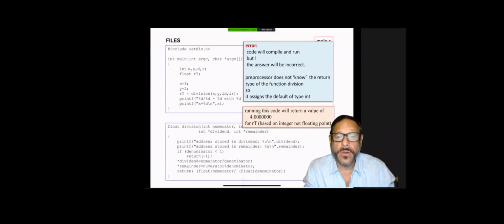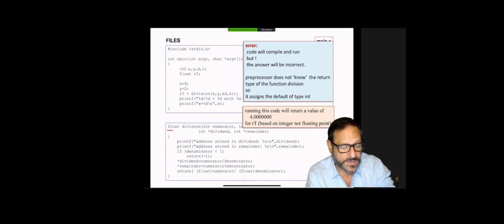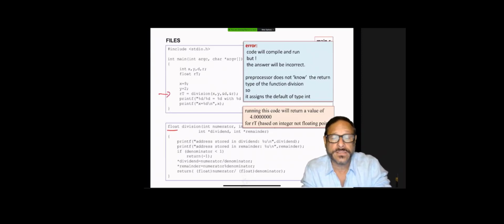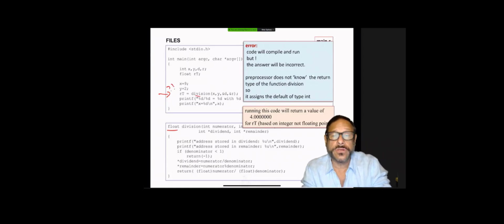Having done this now, this is going to produce an error. If I just do this and link this, the code will compile and run, but the answer is going to be incorrect. And why is this? The preprocessor doesn't know what the return type of the function division is. We look at this, and this is going to be of type float. But at this point here, the preprocessor does not know what this is. Here's division, it's going to return, but it doesn't know the return type. So it's going to assign it the default type of int.